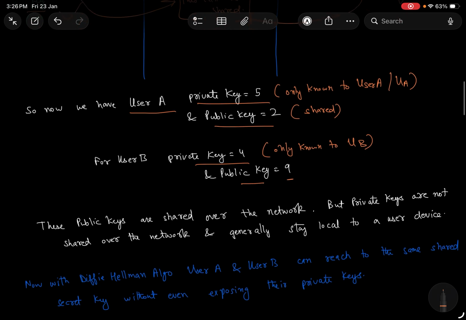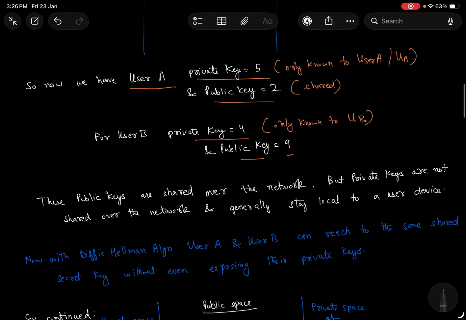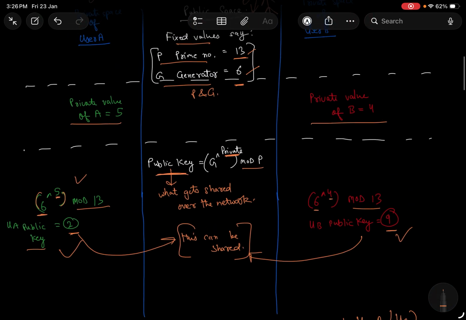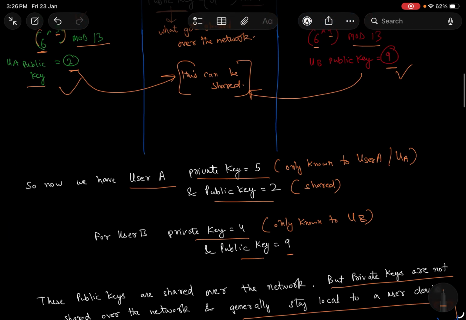So these public keys are shared over the network as I just explained above, but private keys are not shared over the network and generally stay local to a user's device as we just discussed above. Now with the Diffie-Hellman algorithm, user A and user B can reach the same shared secret key without even exposing their private keys. So now this is where things get interesting: we have these couple of fixed values P and G.